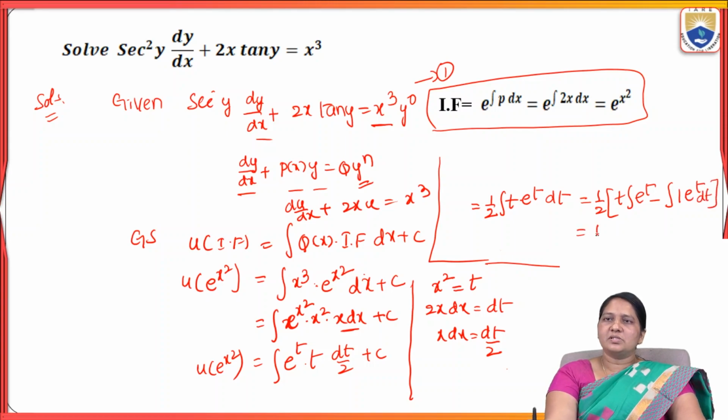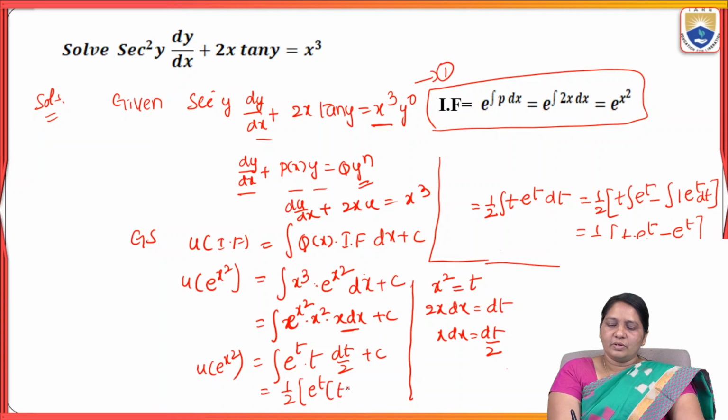So finally what is this value? 1 by 2 into t into e power t minus e power t. This value I am going to substitute here. So that is 1 by 2 into e power t into t minus 1 plus c.